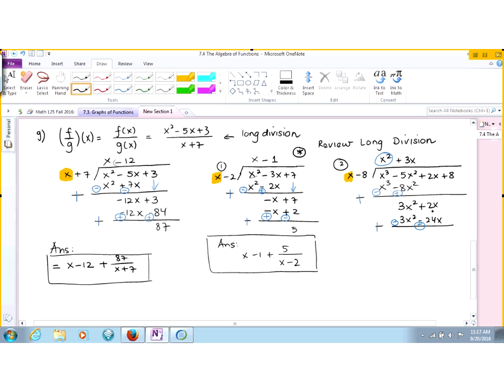Now 3x squared cancels. What about this? 26x. So where is the 2x? Well, the 2x is gone. We don't use it. Now I also have to bring down the plus 8.